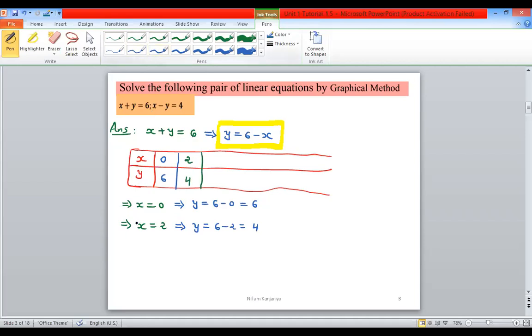Now the next choice, this is your choice, not my choice. You can choose anything for x.